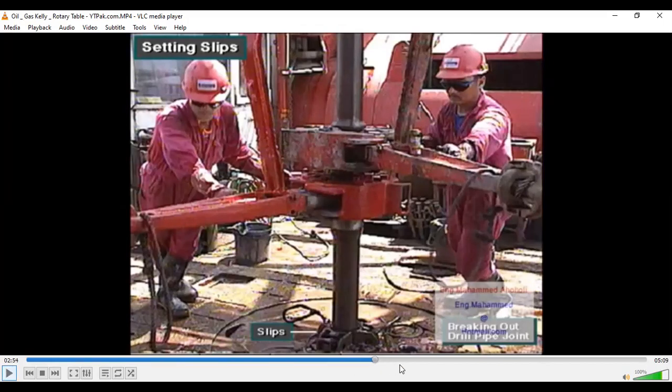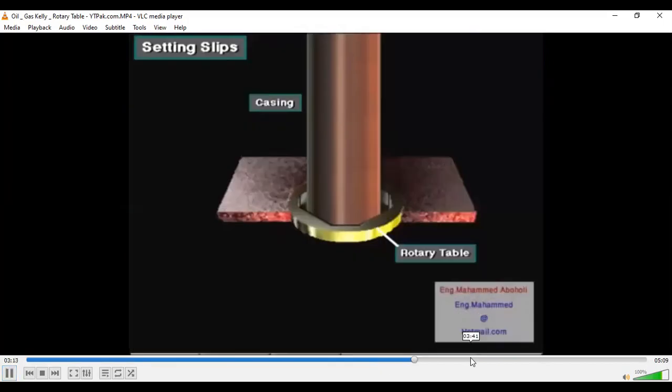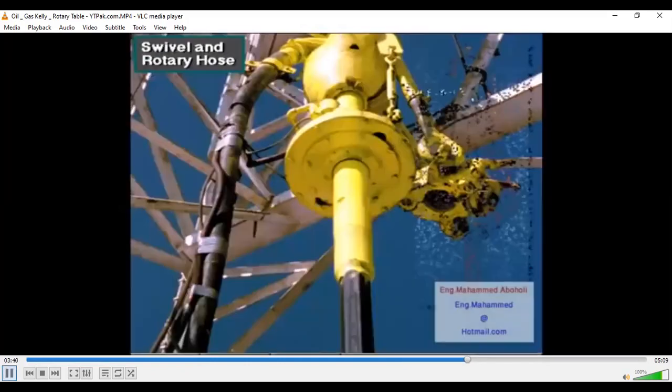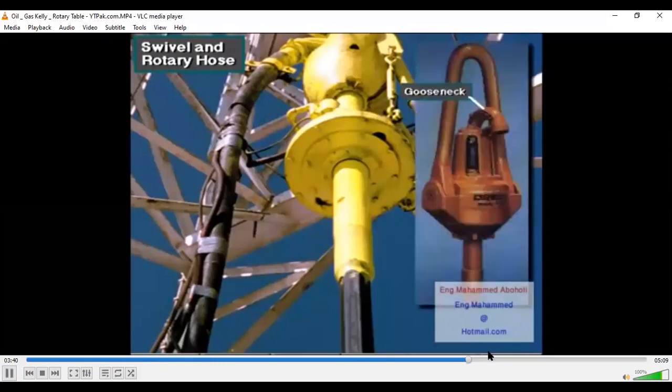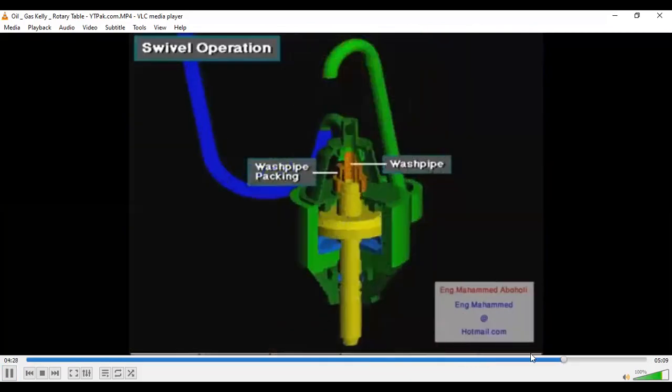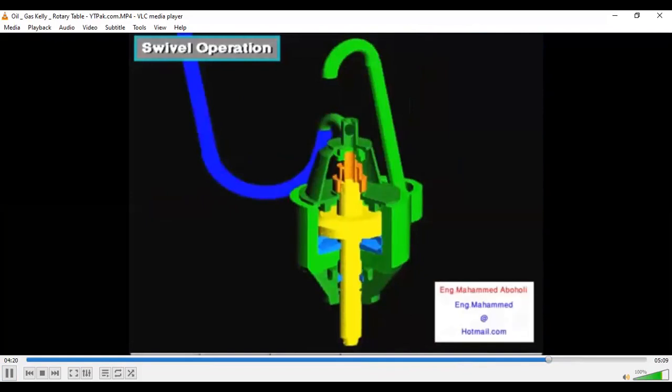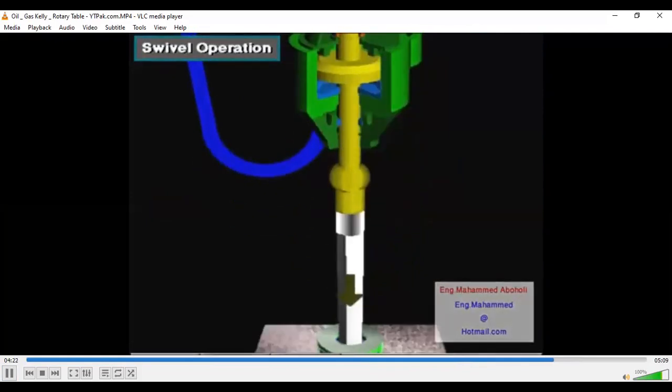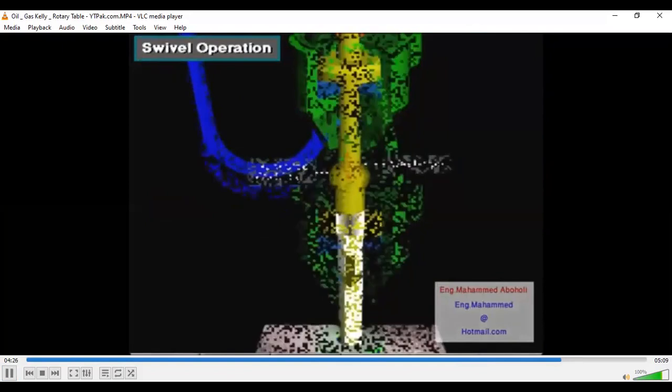Crew members disconnect the Kelly or large casing. And as I said, it has the drilling fluid pipe, and this is the Kelly spinner. At the same time, the rotary hose conducts drilling mud to the steel string below. Here you see the wash pipe and the gooseneck. Mud flows through the gooseneck, down the wash pipe, and into the stem and drill string below.